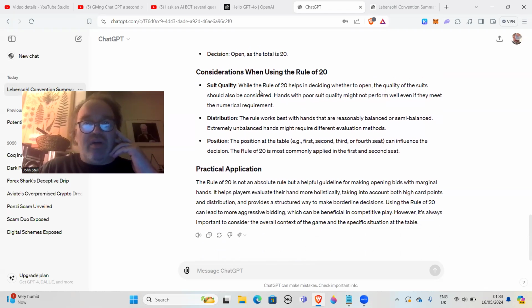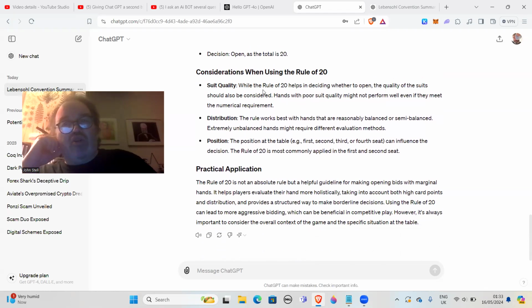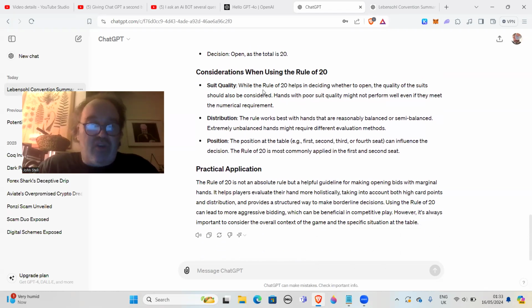Suit quality. While the rule of 20 helps in deciding whether to open, the quality of the suit should also be considered. Yeah. Hands with poor suit quality might not perform well, even if they meet the numerical requirement. Okay, good point. Distribution. The rule works best with hands that are reasonably balanced or semi-balanced. Extremely unbalanced hands might require different evaluation methods.